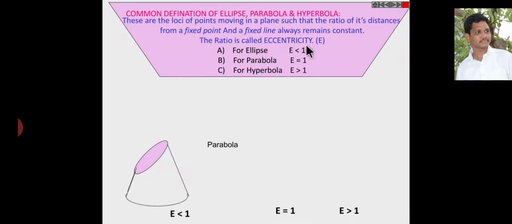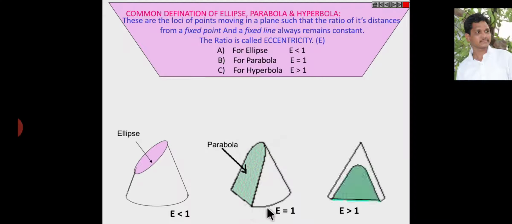If the eccentricity is less than 1, then the curve is called an ellipse. If the eccentricity is equal to 1, then the curve is named a parabola. If the eccentricity is greater than 1, then the curve is a hyperbola. So in case of ellipse, eccentricity is less than 1. In case of parabola, the eccentricity is equal to 1. In case of hyperbola, the eccentricity is greater than 1.